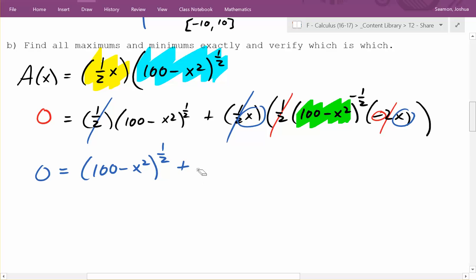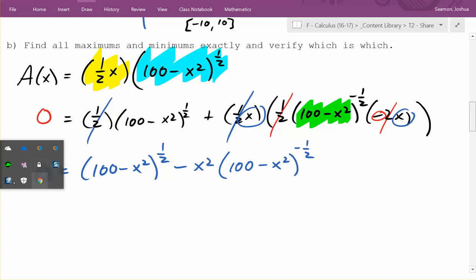So what do you end up with? Minus what? Minus x squared times what? Well, the half is gone, right? Are we okay with that right there? Take a look. Are we okay with that?